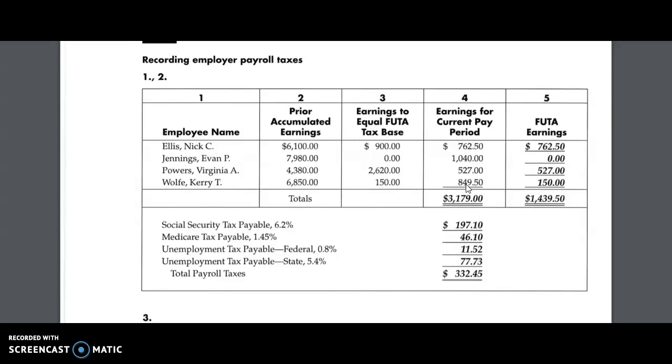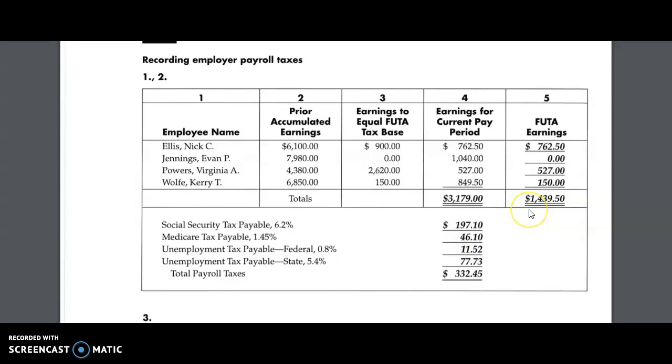What we're going to do is use that number added together to figure out 6.2% for Social Security and 1.45% for Medicare. These first two values are figured upon the current earnings. This is the employer taxes. So the employer happens to match what's taken out of your payroll for both Social Security and Medicare.